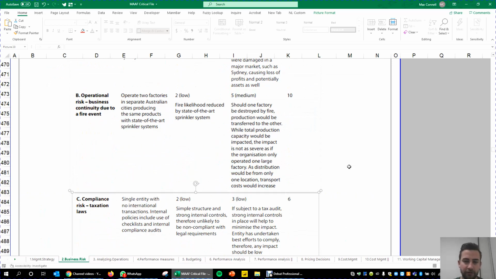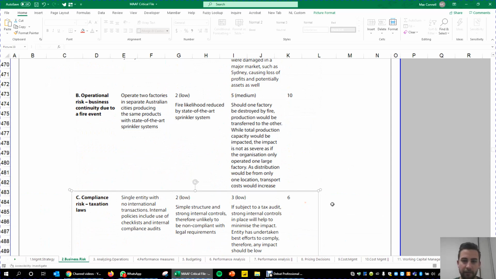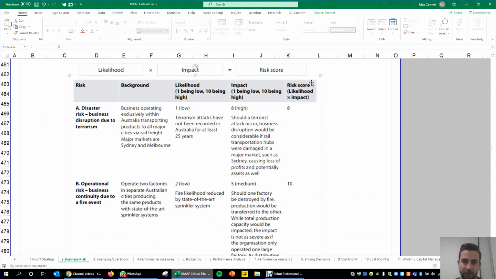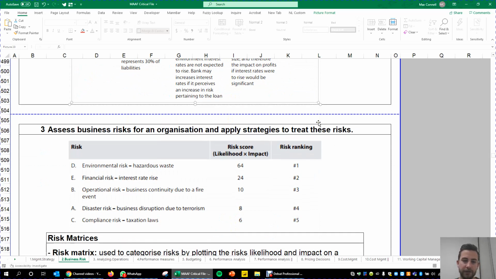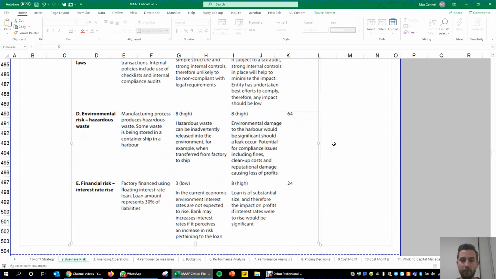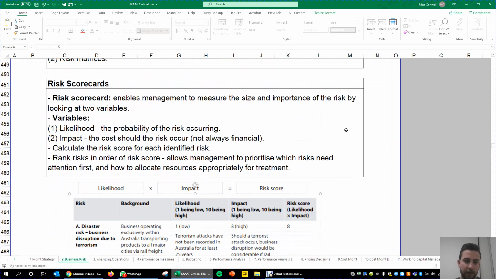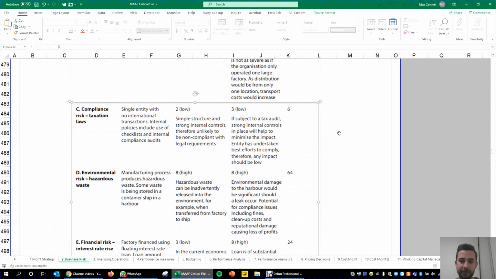So basically you go through that process for each of the risks, and then when you get this total score, this risk score, you basically sort it from highest to lowest, and the highest ones are the most riskiest ones, and they're the ones that we should be focusing on as a company to try and reduce. That's basically how you do it.